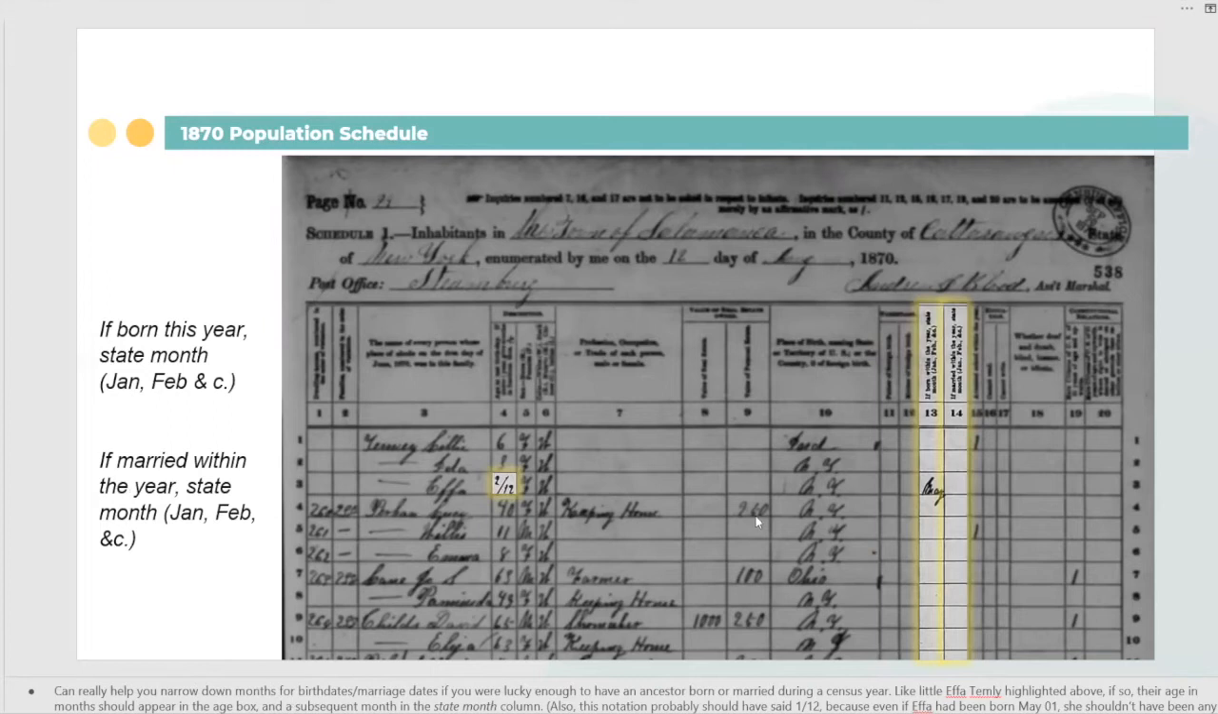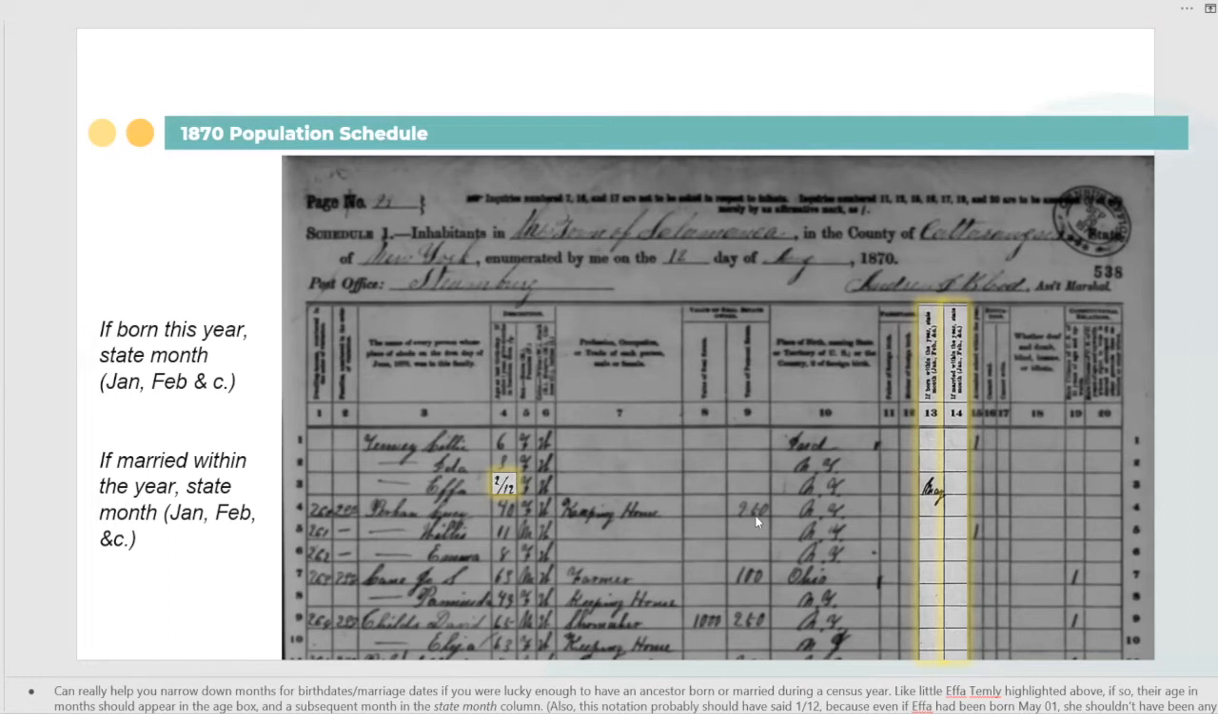Make sure I'm not missing anything. Okay, so if born this year, state month, January, February, etc., or if married within the year, state the month. This can really help you narrow down months for births or marriages if you're lucky enough to have a person who was born or married in that time period.